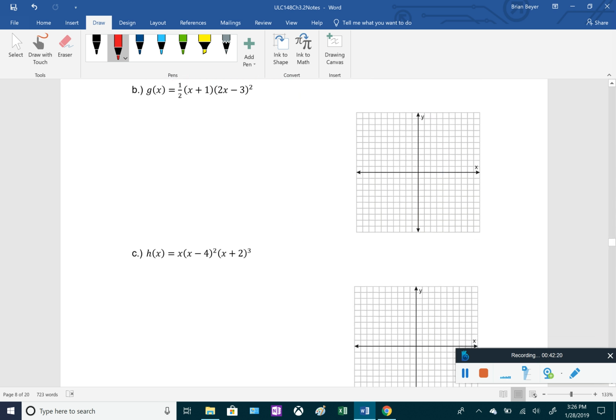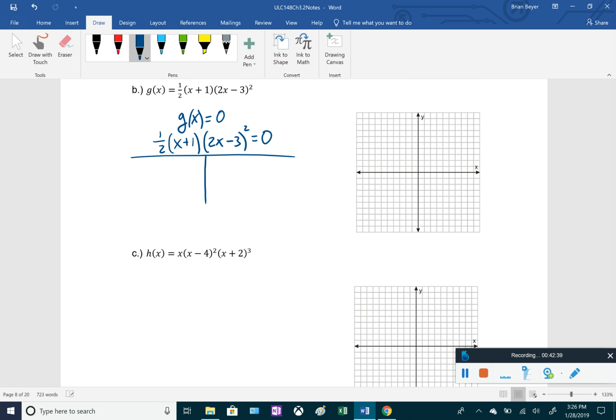Let's do a couple more. So g of x is 1/2 times x plus 1 times 2x minus 3 squared. So we're going to set this equal to 0. So 1/2 times x plus 1 times 2x minus 3 squared equals 0. This is already factored for us again, so we can just set those factors to 0. Don't make the mistake of accidentally setting 1/2 to 0 and saying, oh, x equals 1/2 is an x-intercept. That would be super wrong. It's just a constant, so I'm going to bring it with the first factor here, and then set the other factor to 0.